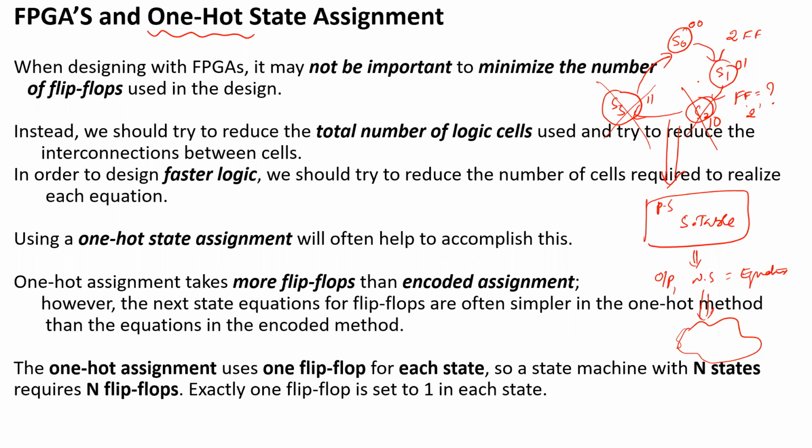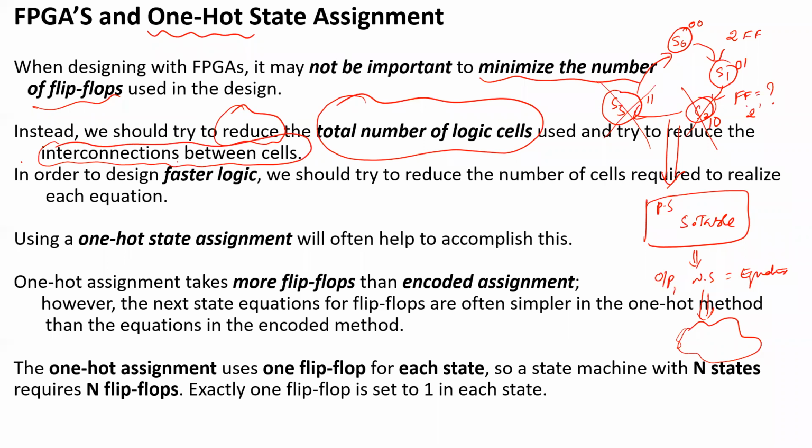Therefore it is very important to note that instead of reducing the number of flip-flops, we focus mainly on the total number of cells. Reduction in the total number of cells is very, very important, and thereby we can reduce the number of interconnects between the cells. Is it clear? So in FPGA implementations we don't bother about reducing the number of flip-flops, but we focus on reducing the number of logic cells, so that the speed of the circuit will increase.